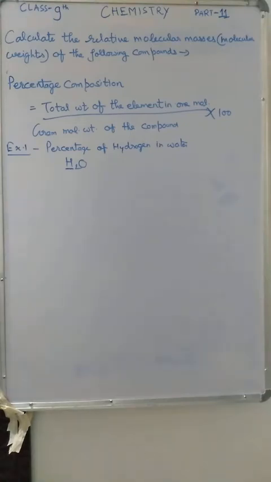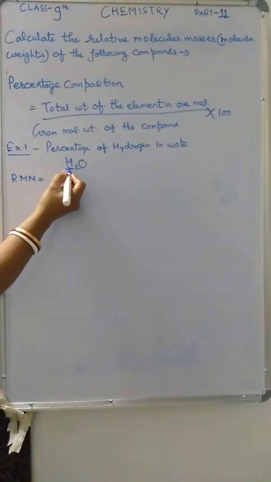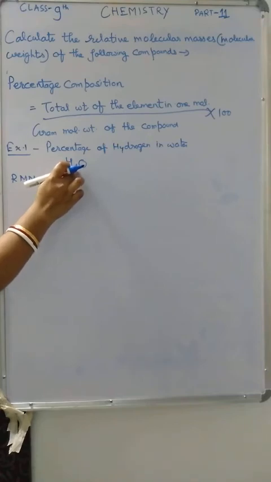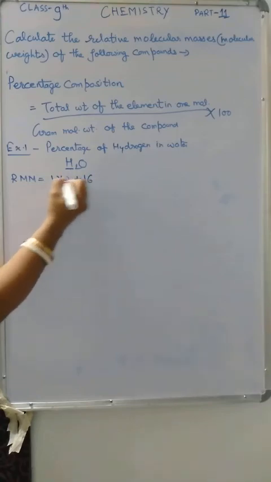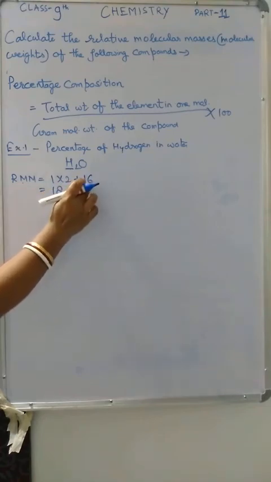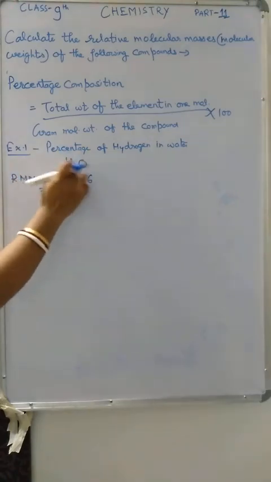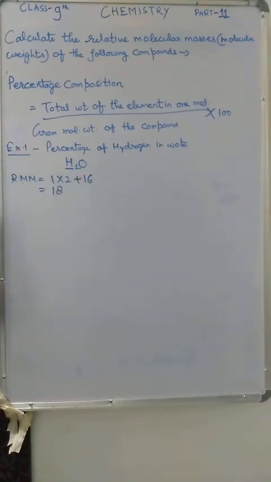So for this, first you have to find out the relative molecular mass of this compound. How will you calculate it? The atomic mass of hydrogen is 1, into 2 because 2 hydrogen atoms are there, plus the atomic mass of oxygen, 16. So your RMM is equal to 18. 2 ones are 2, and 16 plus 2 is 18. The relative molecular mass of this water molecule is 18. Now you have to find out the percentage of hydrogen.